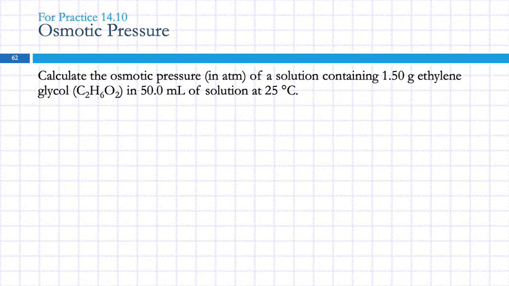Calculate the osmotic pressure in atmospheres of a solution containing 1.50 grams of ethylene glycol in 50 milliliters of solution at 25 degrees Celsius. So the osmotic pressure is equal to the molarity times the gas constant times the temperature. So they didn't give us the molarity. They're going to make us calculate that.